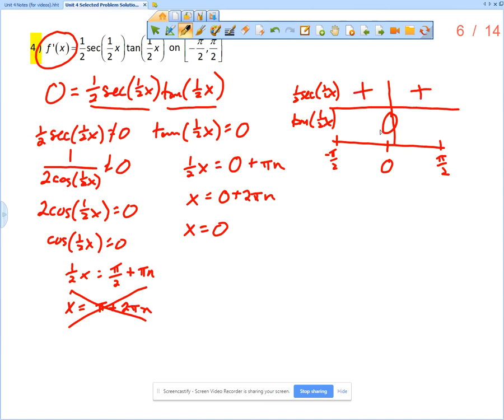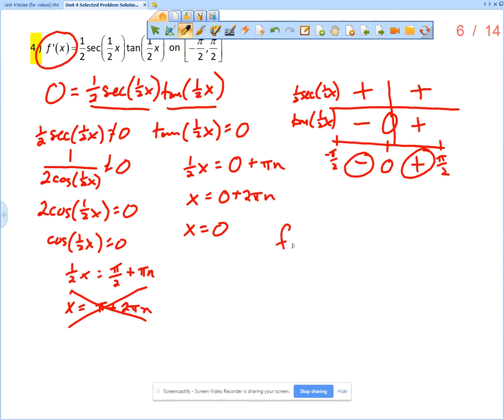The bottom row here, pick a number to the left of 0. How about negative pi over 2. So I have half of negative pi over 2, so that'd be negative pi over 4. So tangent of negative pi over 4, that would be in quadrant 4, so that is negative. And to the right, like positive pi over 2, so half of pi over 2 is pi over 4. Tangent of pi over 4 is positive 1. So that means f prime, our derivative, is positive times negative, which is negative, or positive times positive, which is positive. So what does that mean?